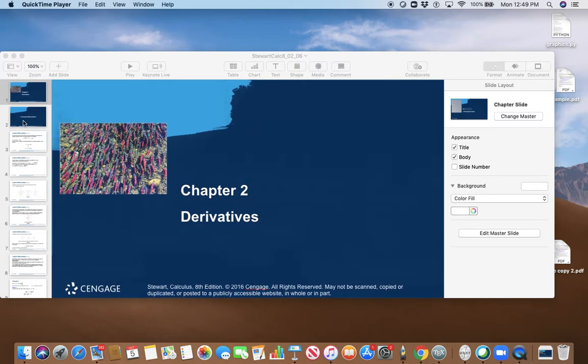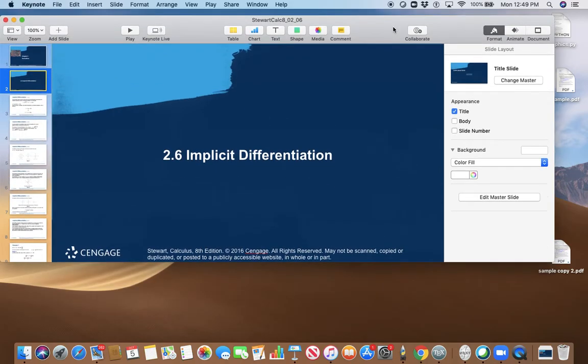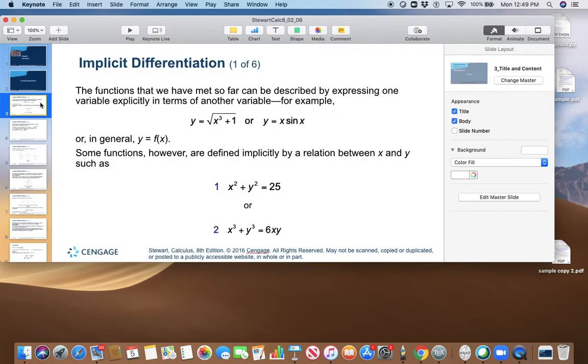Chapter 2, Implicit Differentiation, Section 2.6. The functions that we have met so far can be described by expressing one variable explicitly in terms of another variable. For example, you could clearly get y to be the square root of x cubed plus 1, or y equals x sine x. In other words, y is an expression in x. Some functions, however, are defined implicitly.